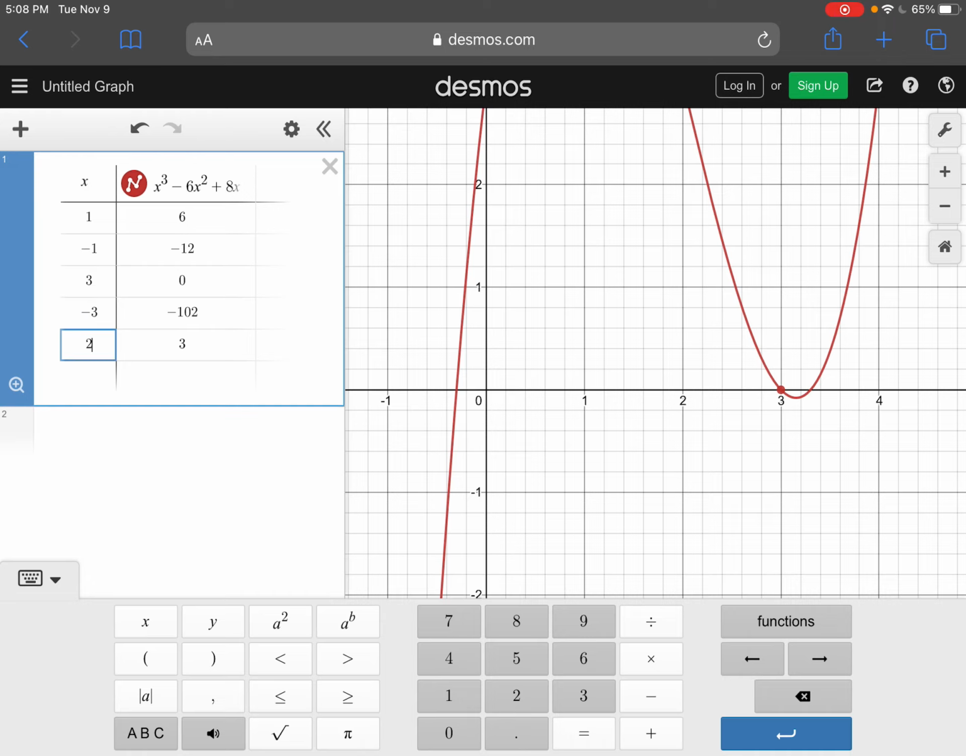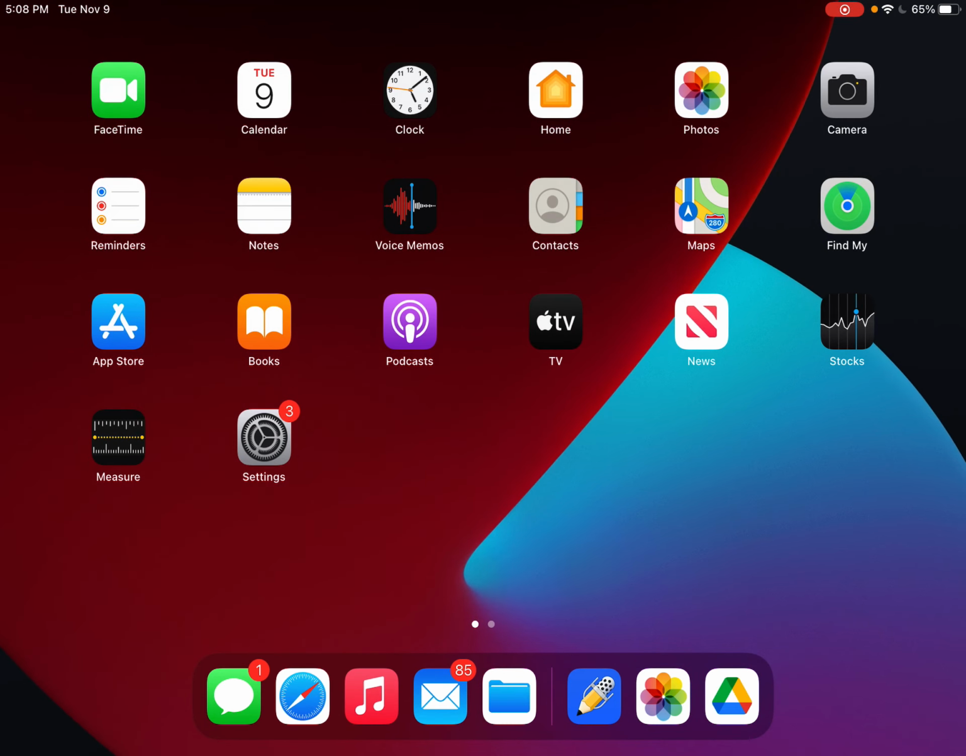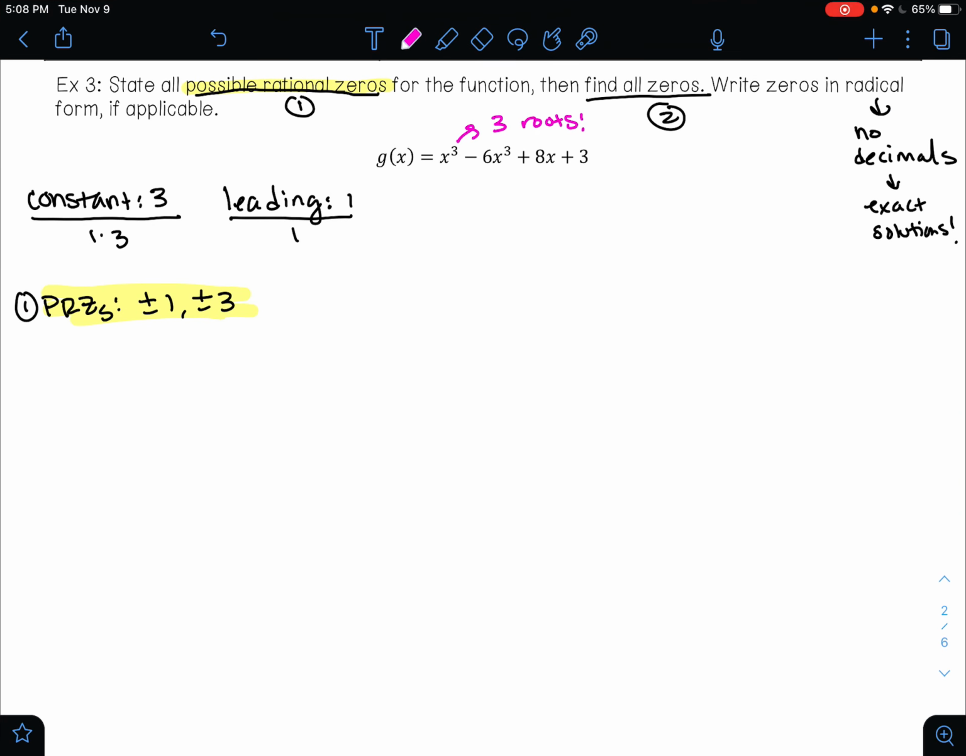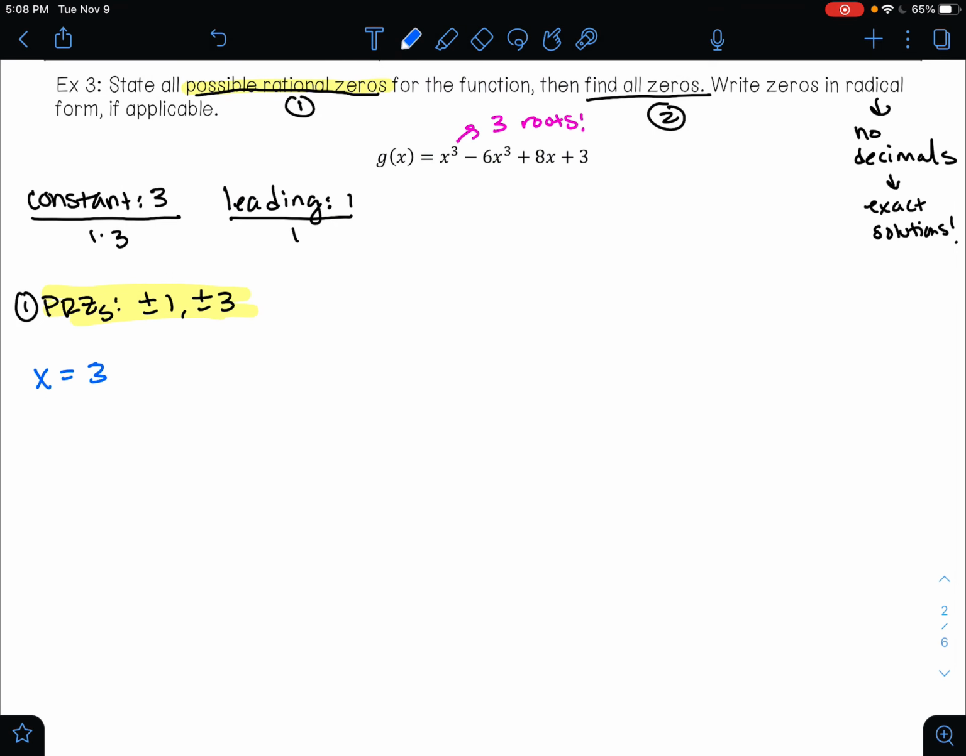And when I do that, I can see the only 0 that I get is the 3. So this is the only one that I can use. Let's go ahead and write that 0 down. So we have x equals 3 from our possible rational zeros, and we got this from the calculator. We know there are going to be 3 solutions, and right now we only have 1 of them. To find the other ones, let's do synthetic division.